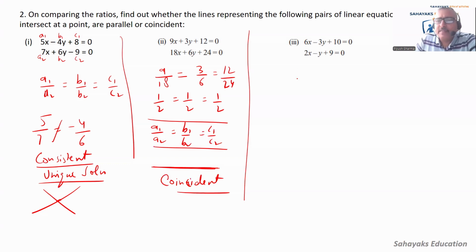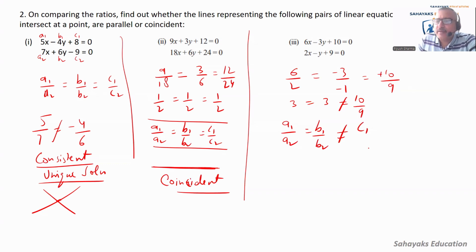Now again, we'll check 6 divided by 2 should be equal to minus 3 by minus 1 is equal to 10 by 9. So I can see this is 3 is equal to 3, and this is not equal to 10 by 9. So A1 by A2 is equal to B1 by B2 is not equal to C1 by C2. What does it mean? That means the lines are parallel.